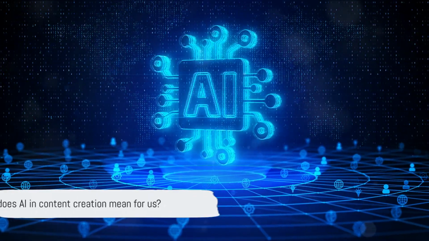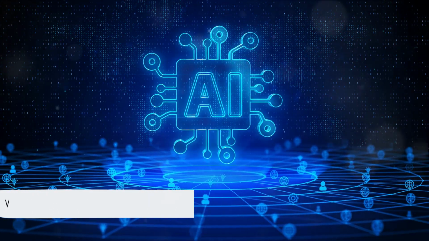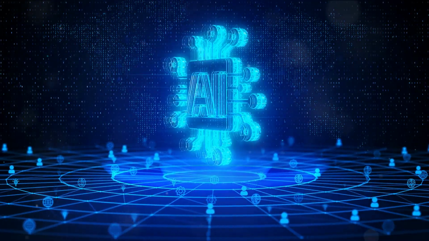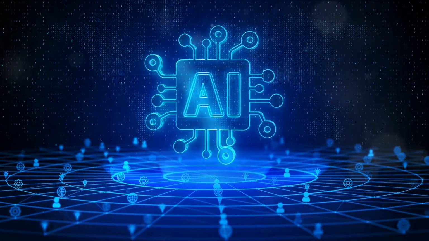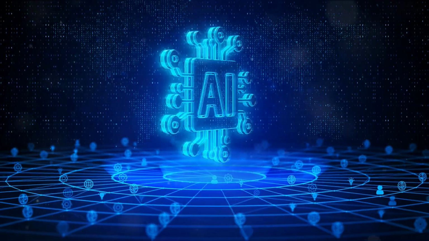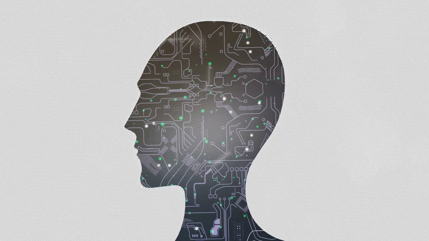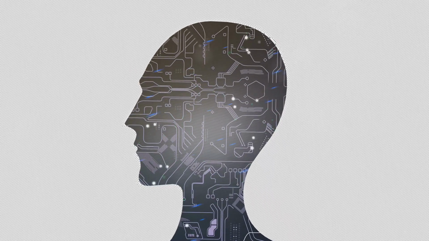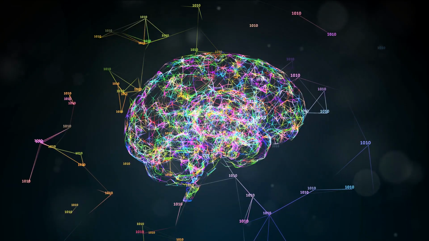So, we've journeyed through the world of AI in content creation, but what does all this mean for us? Let's briefly recap. We've seen how generative adversarial networks, or GANs, are making waves by generating realistic images, pushing the boundaries of what's possible in visual content creation.